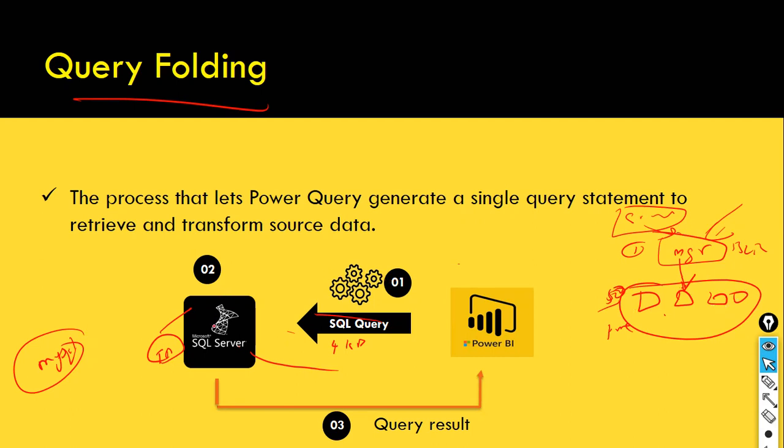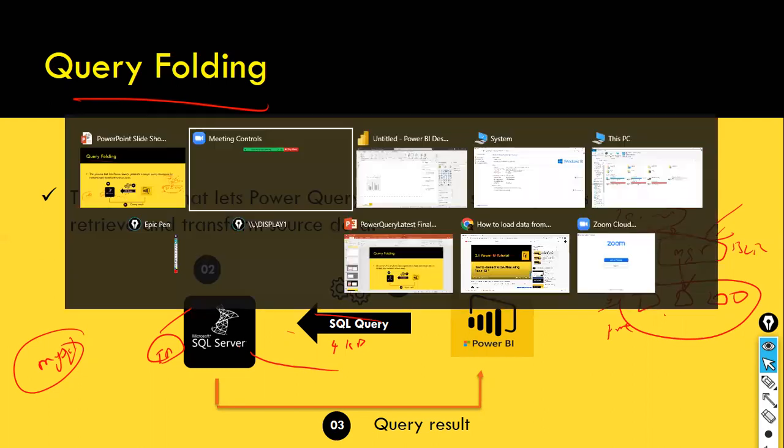So you send the query here because the volume of the data is very high. Let the query fire at the place where the data is, and then get the output back from your SQL Server. This is what query folding is all about. But query folding is not supported for all kinds of data transformation. For example, we will just go here and take a look at this.